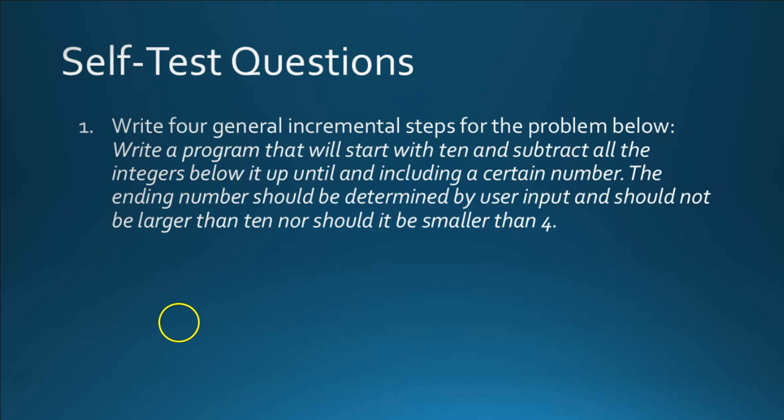And here's our self-test questions. Write 4 general incremental steps for the problem below. So remember, here we had 4 bullet points, even though I said 3, it's 4 bullet points. You're going to have something kind of similar here. Write a program that will start at 10 and subtract all the integers below it up until and including a certain number. The ending number should be determined by user input, and should not be larger than 10, nor should it be smaller than 4.